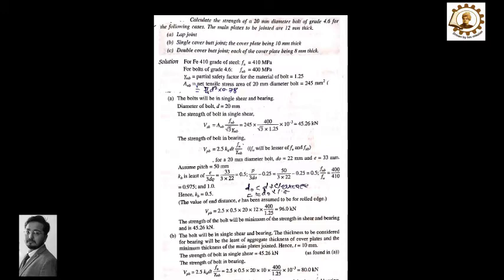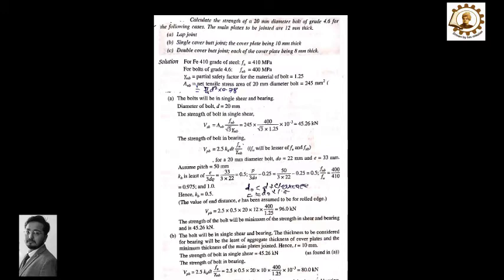So first of all, write down the given data. Let's check if any grade of steel for the member is given or not. No, in this question this is not given. If this is not given, you can assume the grade of steel yourself. In this problem, we assume that the grade of steel is Fe410.